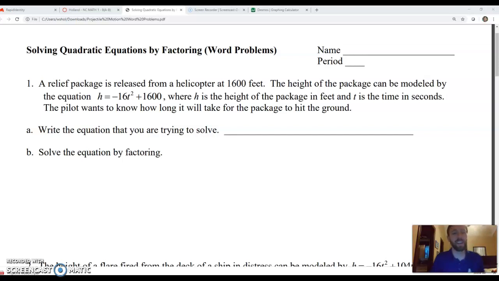Here, and I wanted to start our first lesson off by looking at what are called projectile motion word problems. We've been studying quadratic functions, how to factor them, how to find the maximum, etc. And so we're going to now try to connect that to real-world scenarios.